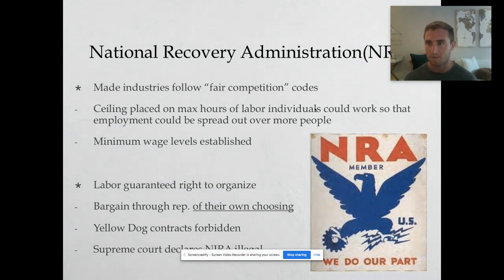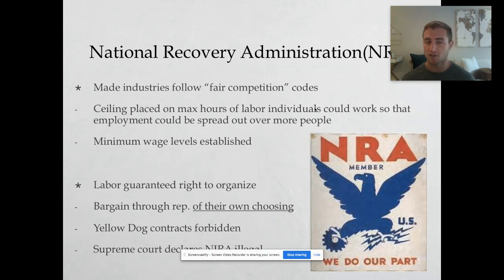So if you're working in a job in a factory, for instance, and you were working 50 hours a week, now these new codes are going to say you can only work 30 hours a week. You have to work less, right? Wow. So why would this be a good thing? Well, the thought process was that by putting ceilings on how much somebody could work, you could now hire more people to take up those hours. So a distribution of wealth that way.